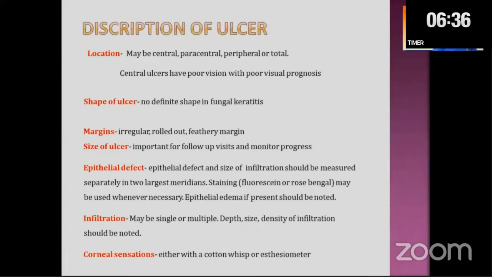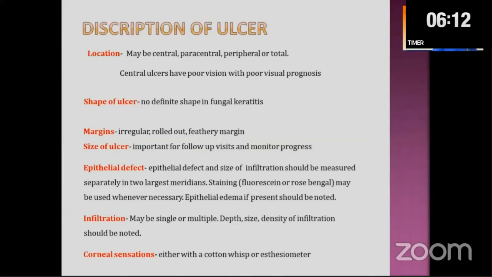In the description of the ulcer, we have to look for the location of the ulcer. It can be central, paracentral, peripheral, or a total ulcer. As for the shape, fungal keratitis will not have a definite shape. The margins of the ulcer are usually irregular, rolled out, or feathery. The size of the ulcer is important for follow-up visits and to monitor progress.